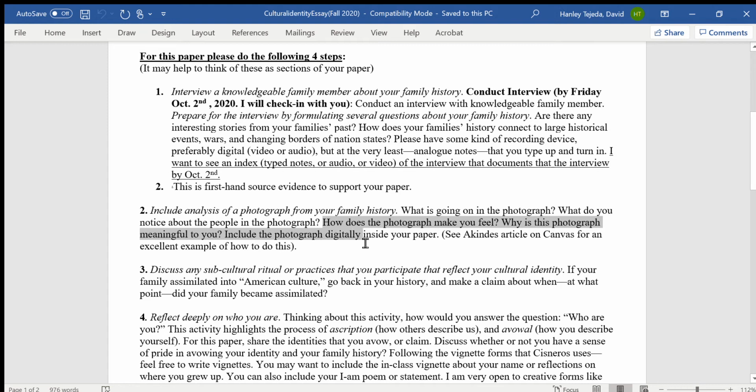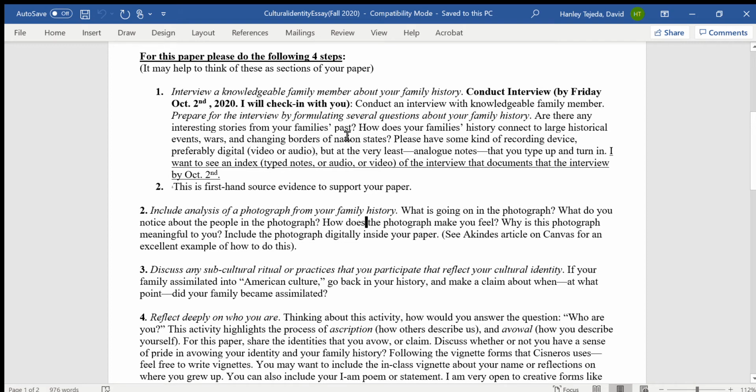And then you're actually going to include a digital copy of the photograph in this section of the paper. So I want you to scan it, right? Or at the very least, a picture of a picture. Sometimes it's not the best way to do it, but if you can actually include it in the paper, that'll be great. And there's a lot of good examples of this. Again, a Kindays essay, and then I'll also put up some old student essays that also do the family photo analysis, right?